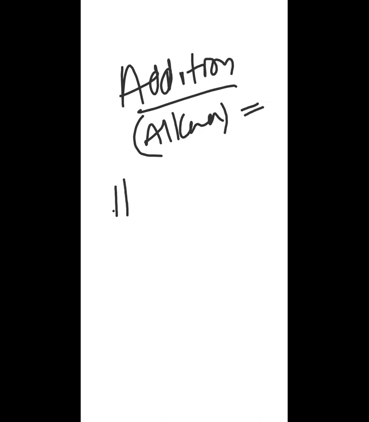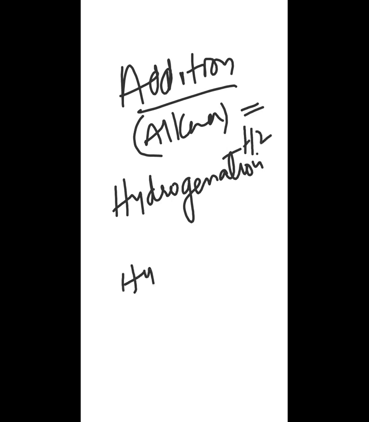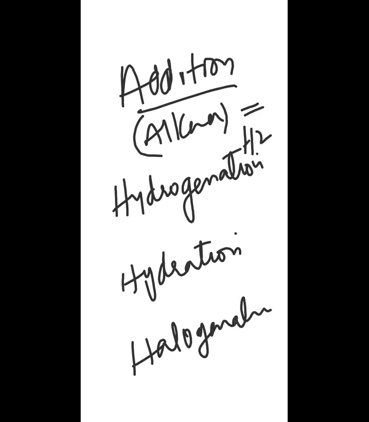Number one, hydrogenation, which means adding hydrogen gas. Number two, hydration. Number three, halogenation. In halogenation, we have further classification like chlorination, fluorination, bromination. It depends on which type of halogen group you are adding. These are the addition reactions which are for the alkenes.